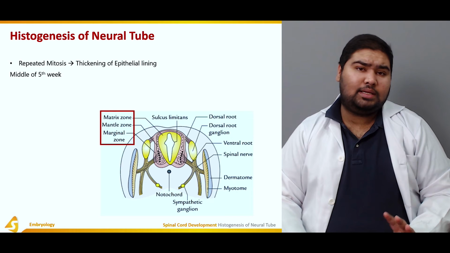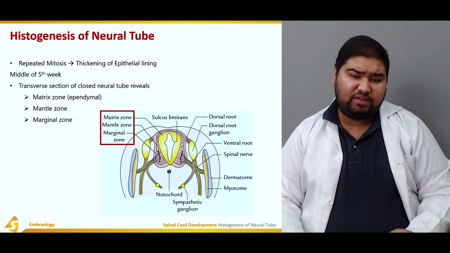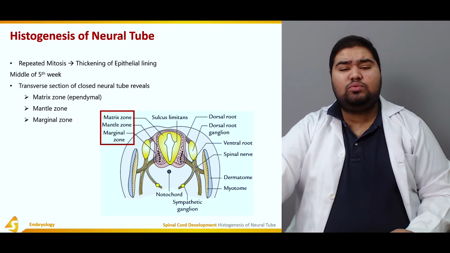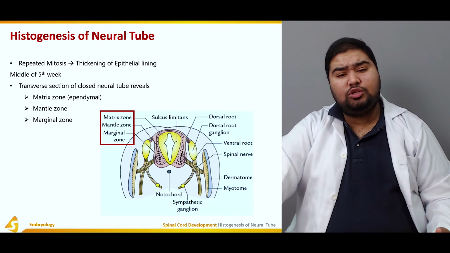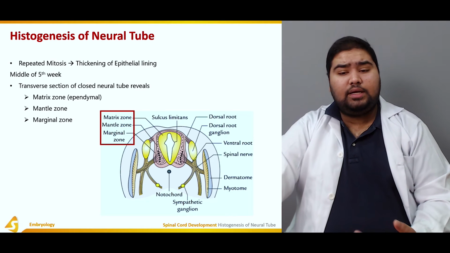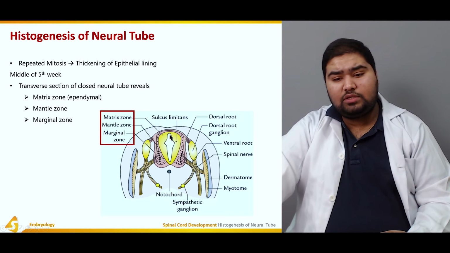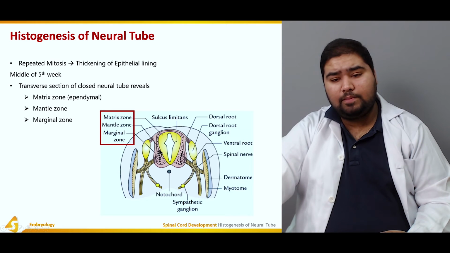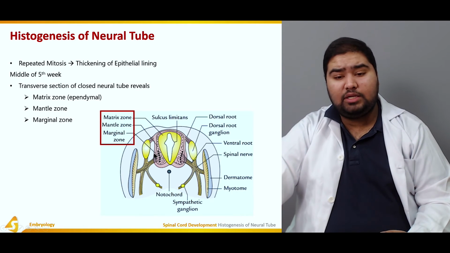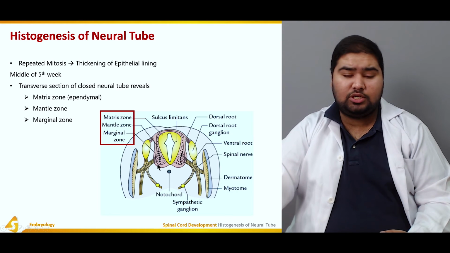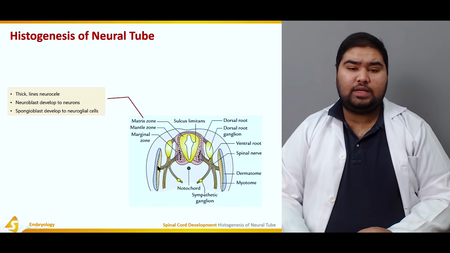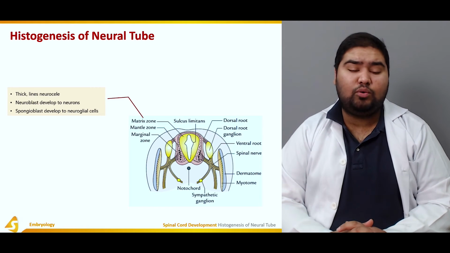Now the duration is the middle of the 5th week. The transverse section of a closed neural tube reveals a matrix zone. This is the matrix zone. Then we have the mantle zone, this is the mantle zone, and finally we have the marginal zone. This is the marginal zone. So let's see what happens in which zone.